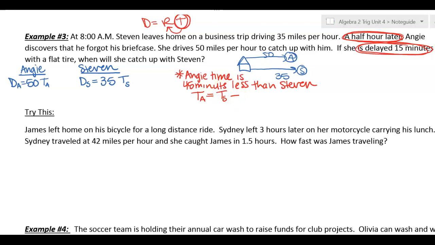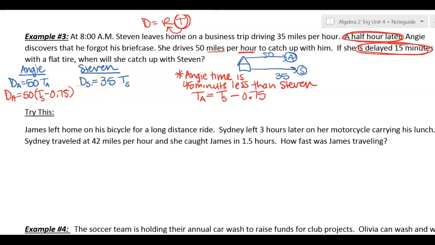Remember here, we kind of want time in hours because our rates were miles per hour. So I'm not going to write 45 minutes. I'm going to write 0.75 or 3/4 because that's how much 45 minutes is of an hour. Okay, so this helps relate the times together. So this means I can change Angie's equation. Instead of having Angie's time in it, I can have Steven's time minus 0.75. So I'm closer to being able to solve these because now I've narrowed it down to 3 variables, Steve's time and then their individual distances.